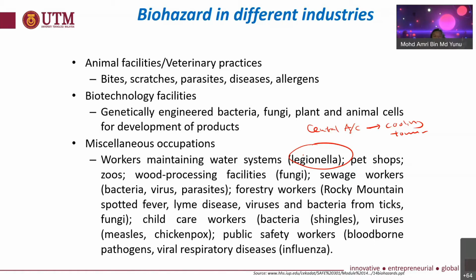So Legionella likes to harbor inside the cooling tower. When it was first discovered in the early 1970s, it actually affected the main central air conditioner. That's why many central air conditioners must be maintained regularly.